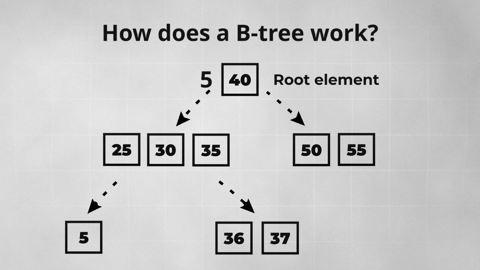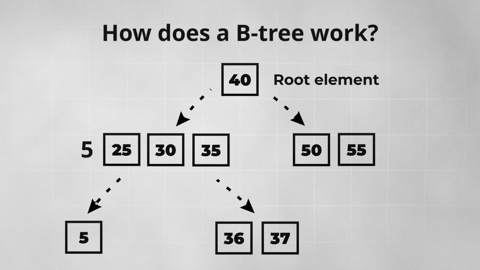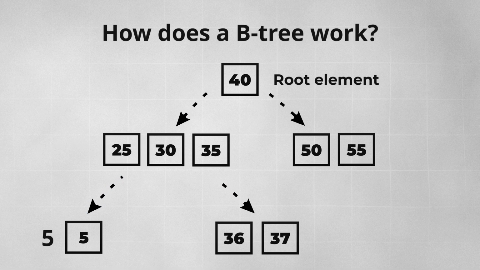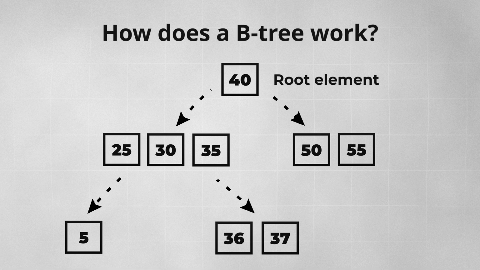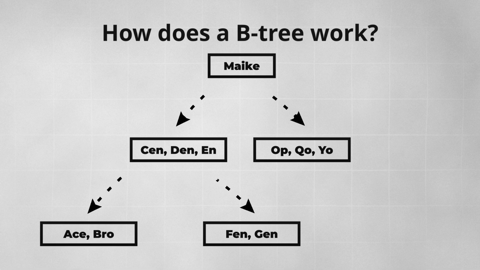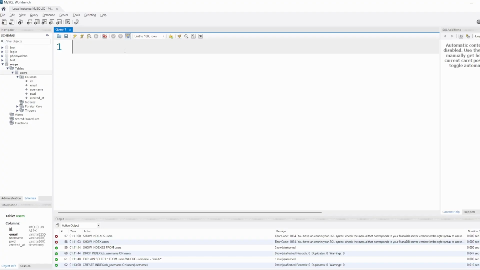If we wanted to find 5, for example, we could just compare the number to a given number in the tree. If the given number is bigger, we have to take the left path, otherwise we have to take the right path. We could also replace numbers with text, for example, and it would still be the exact same. To find a name starting with the letter A, for example, you would just need to take the left path. So let's create an index.